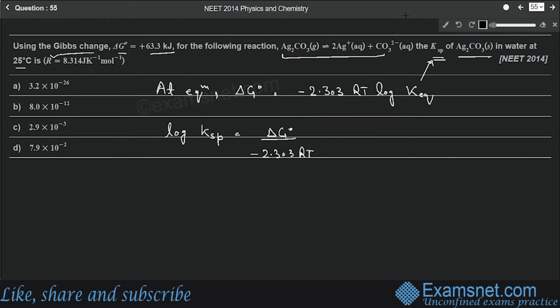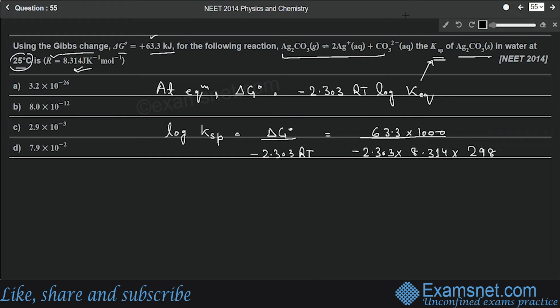So let's put the values here. Delta G naught is given as 63.3 kilojoule. So we can write it as 63.3 into 1000 joules divided by minus 2.303 into the value of R, which is given in the question, 8.314, and T, that is temperature, is given as 25 degrees Celsius. So in Kelvin it will be 273 plus 25, that means 298 Kelvin.